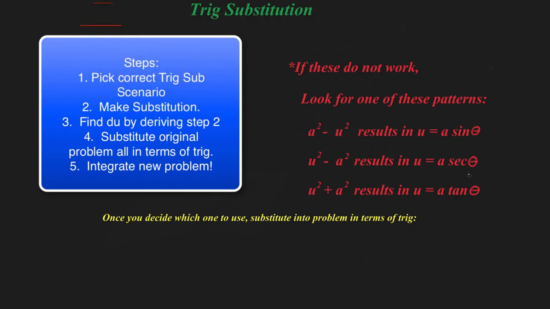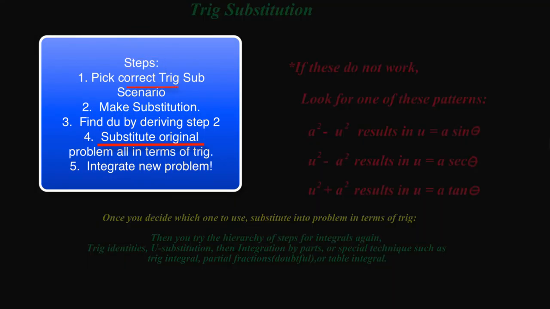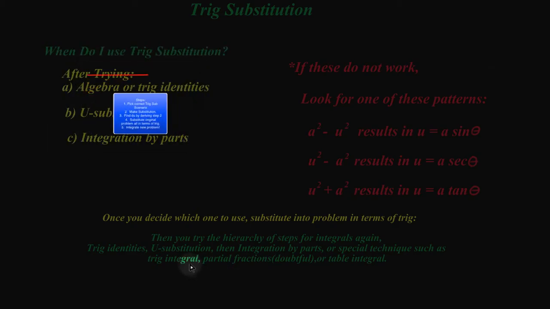You find out what your du is by plugging in whatever your u and a are, and then taking the derivative of that. Then after that, you're going to have a brand new integral. So you're going to have to try these steps again, where you try either trig identities, u sub, probably not algebraic manipulation, then by parts, or one of the special techniques such as a trig integral, partial fractions. I doubt you're going to see partial fractions within a trig sub. It might happen. Or some sort of table integral.